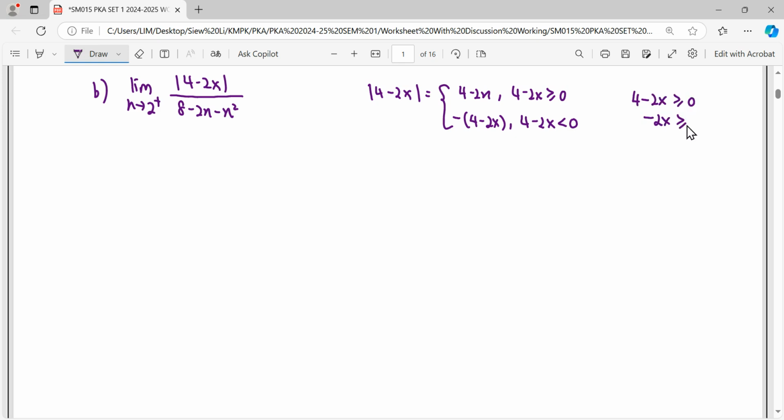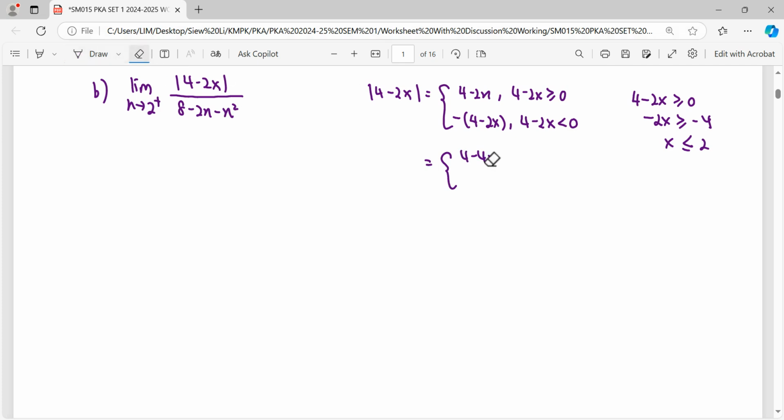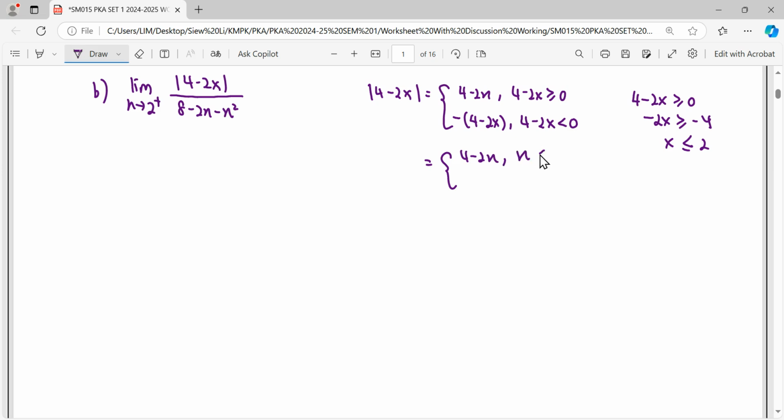Move the 4 to the right hand side. When you divide by 2, you will change the symbol of inequalities. So you will have positive function for x less than or equal to 2, and negative function for x more than 2.